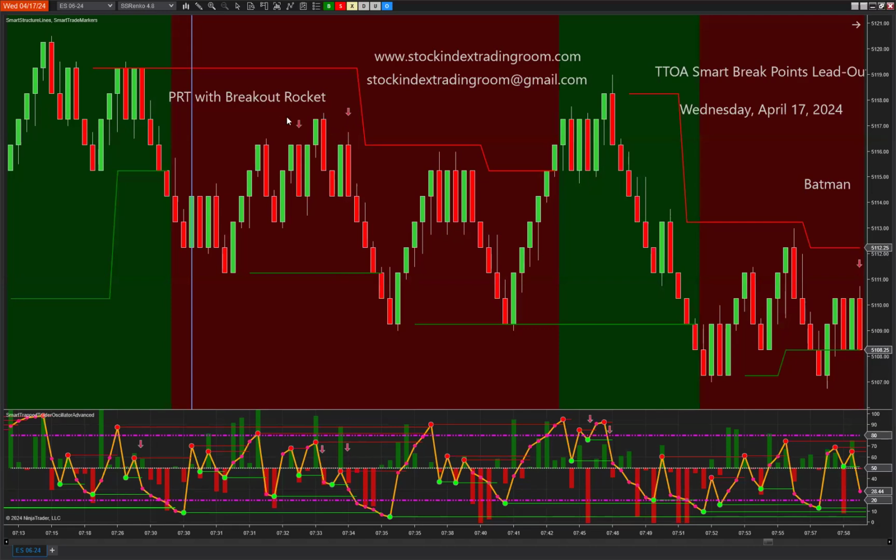So anyway, here's a pivot retag with a breakout rocket. This market opened, and we would have done well. So we go red, and we're looking here. Let's do this. It's not a pattern.